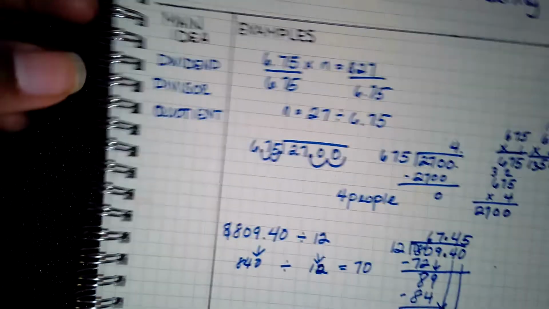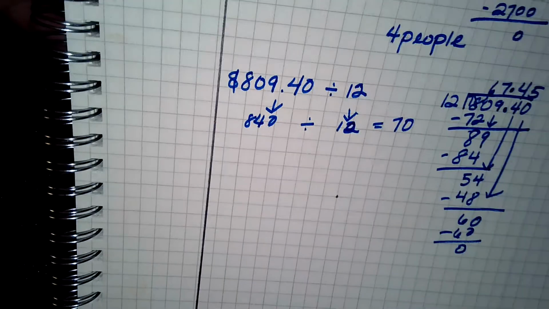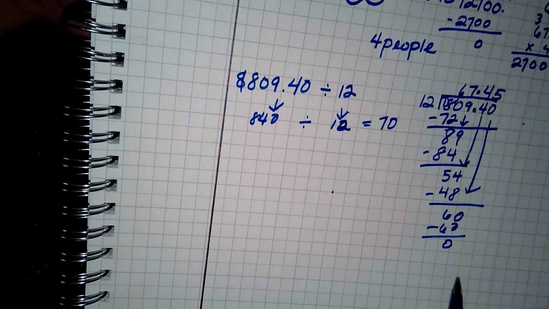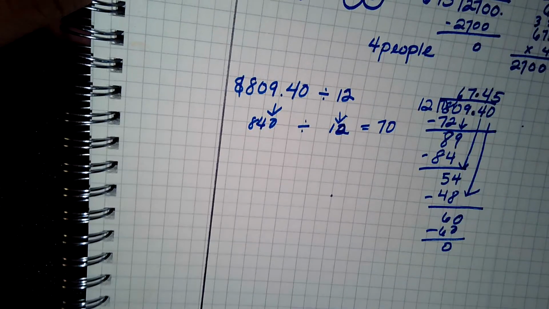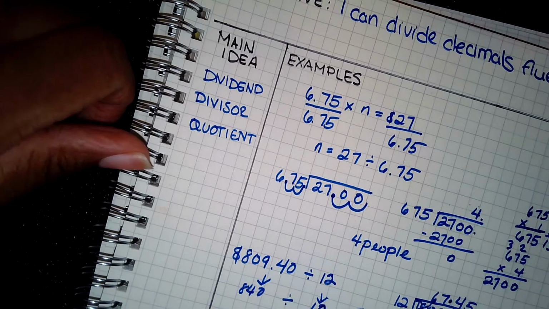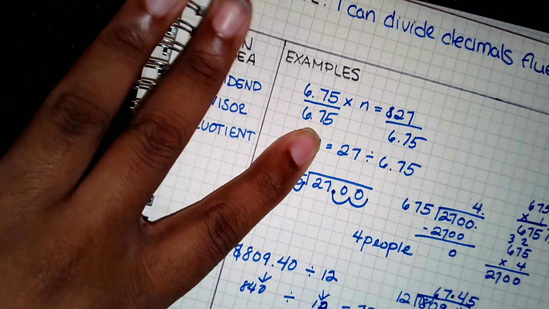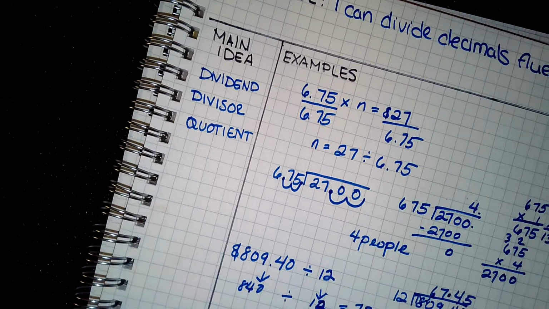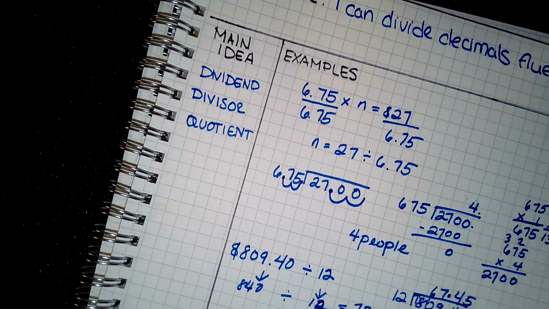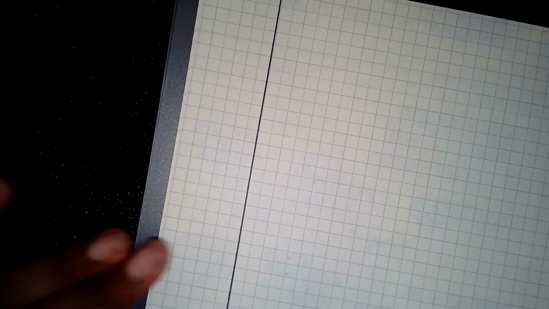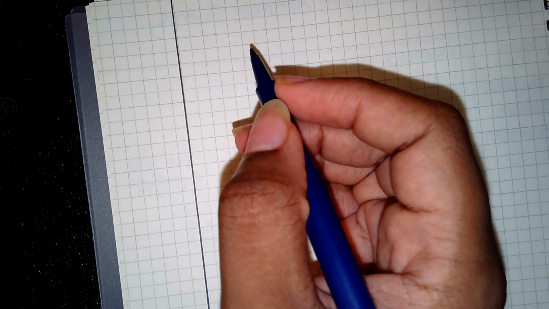So this problem will give me 67.45. Now, let's say we're going to practice with one that has a decimal in the divisor. So just like our first one where there was a decimal in the divisor, that's when we're going to move over our decimal point. So I don't have any space left on this side. I'm going to flip over and I'm going to do an example with a decimal point in the divisor and in the dividend.